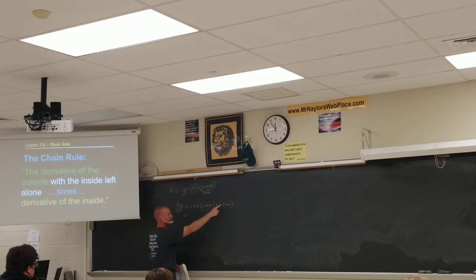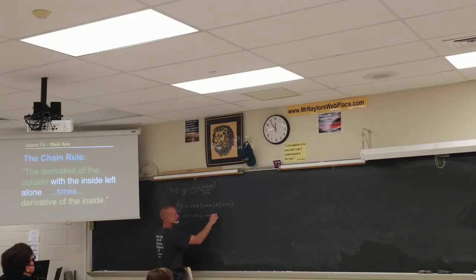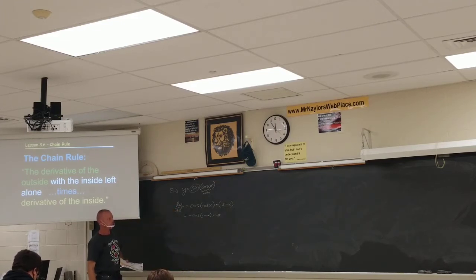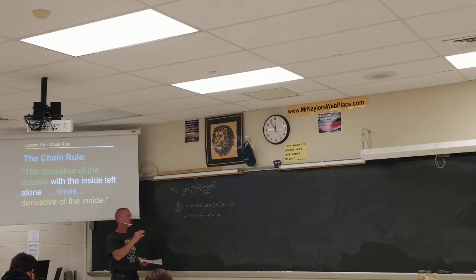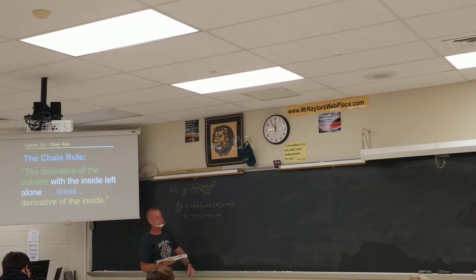Now, maybe the negative sign you would see in front of the answer in the solution manual. That looks a little better like that. Make sure you see all the parts of the chain rule. The derivative of the outside, that's this green cosine. The inside left alone. And then the derivative of the inside.